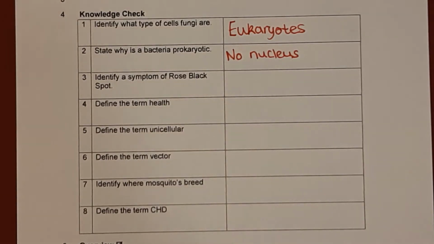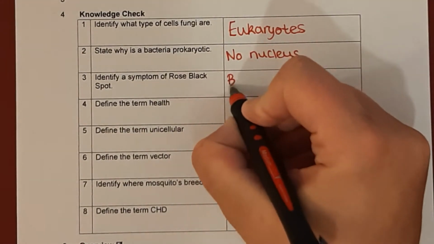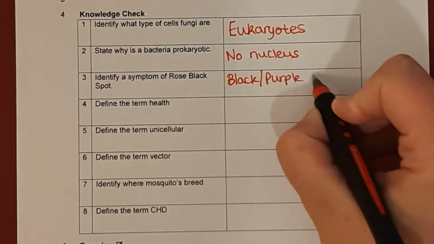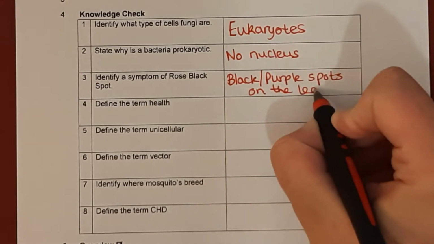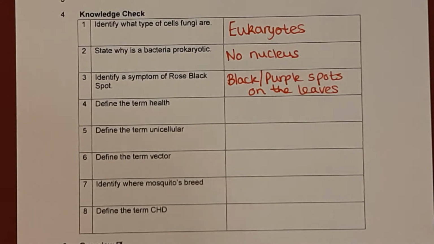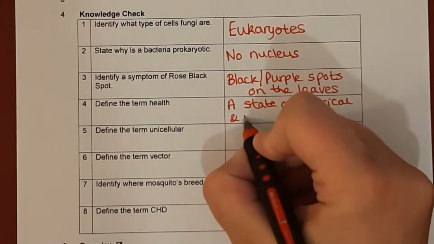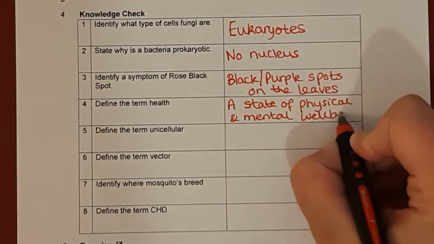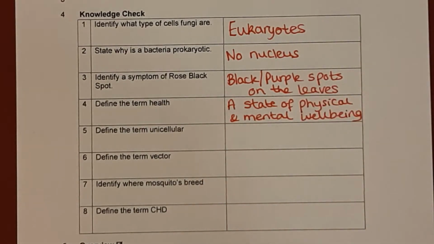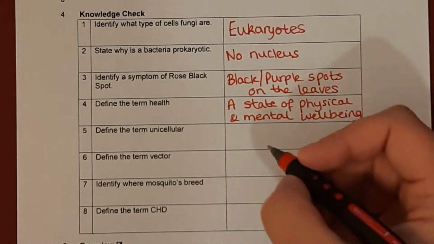Question 3. Identify a symptom of rose black spot. Well, a typical symptom is black or purple spots on the leaves. Question 4. Define the term health. So health is a state of physical and mental well-being. Question 5. Define the term unicellular. Unicellular means it is made up of a single cell or a one-cell organism.